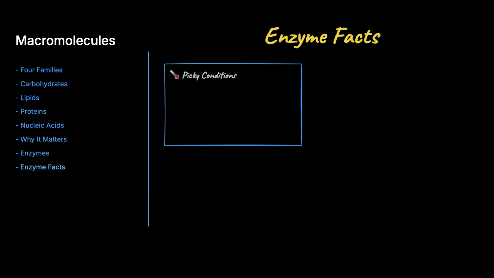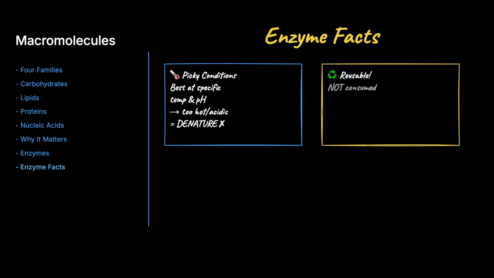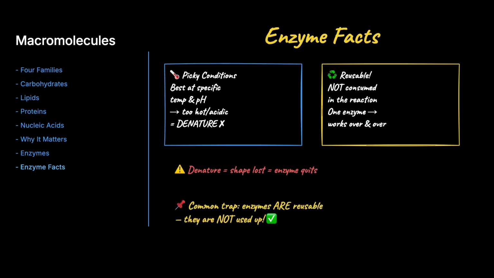2 enzyme facts win points. First, they are picky about conditions, working best at a specific temperature and pH. Push them too hot or too acidic and they denature and quit. That same shape lesson. Second, enzymes are reusable. They are not consumed in the reaction, so one enzyme works over and over. That reusability is a common trap.